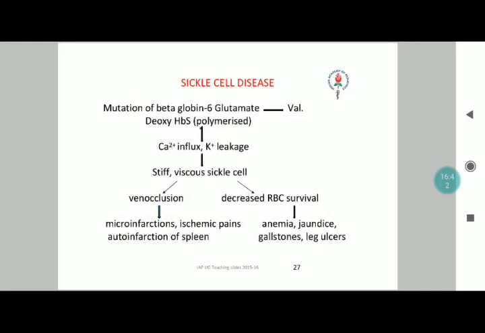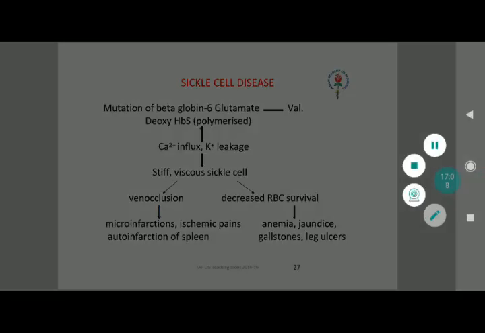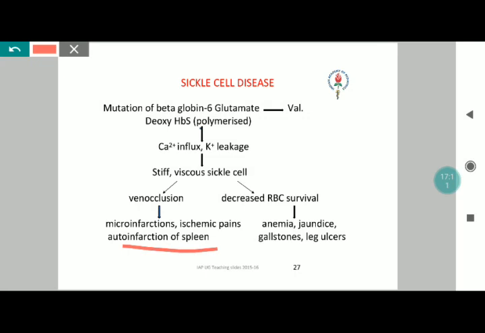A little bit about sickle cell disease. We all know that sickle cell anemia is because of the mutation of the amino acid at the 6th position of the beta globin chain. Glutamate is replaced by valine. The deoxy sickle cell hemoglobin becomes polymerized, which results in an increased calcium influx and potassium leakage. Stiff, viscous sickle cells result in veno-occlusion, which can result in microinfarcts and ischemic pains, rarely resulting in autoinfarction of the spleen. It also causes a decreased RBC survival, which results in anemia, jaundice, gallstones, and leg ulcers.